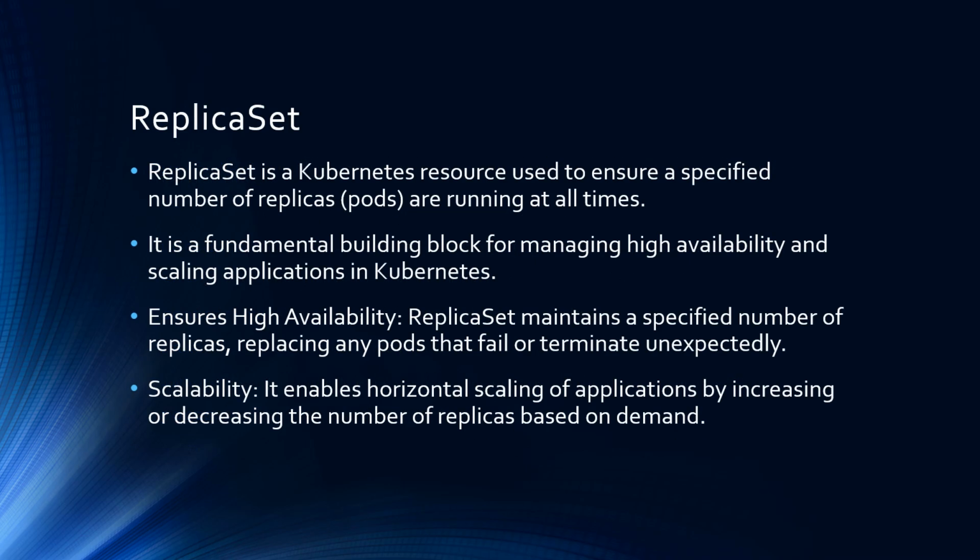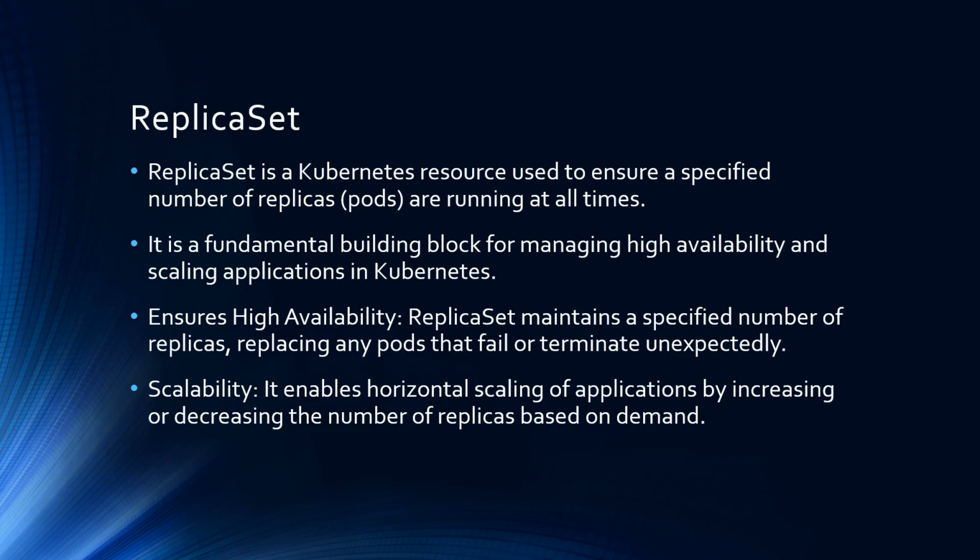Now let's explore replica sets, a crucial resource for maintaining high availability in Kubernetes. A replica set's primary purpose is to ensure that a specified number of pod replicas are running at any given time. This is fundamental to achieving both high availability and scalability in your applications. The key strength of replica sets lies in their self-healing capabilities. If a pod fails, is deleted, or is terminated, the replica set automatically creates a new pod to maintain the desired number of replicas.